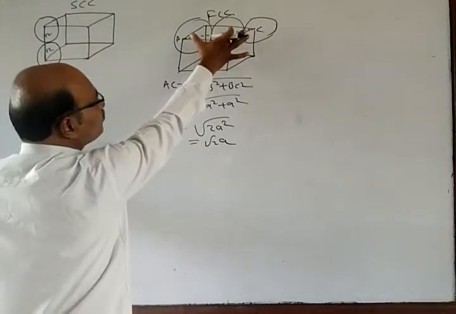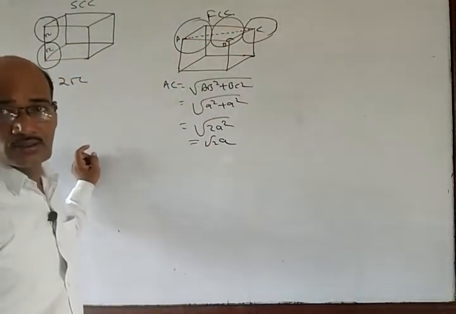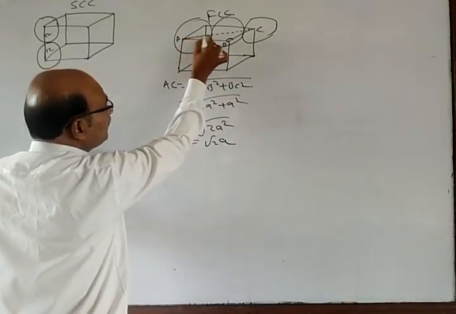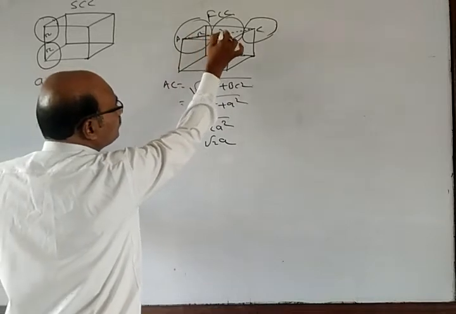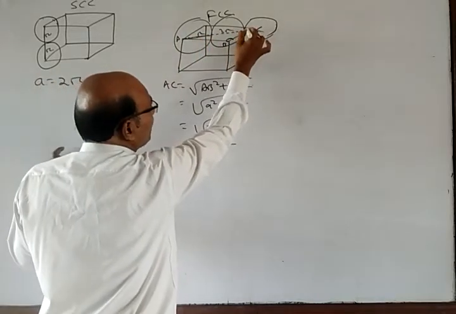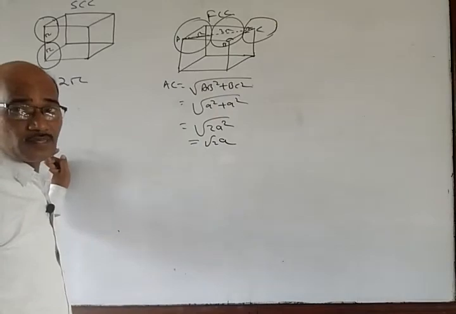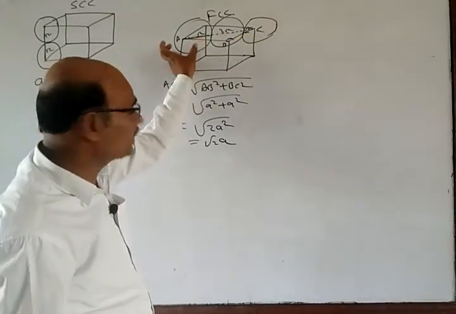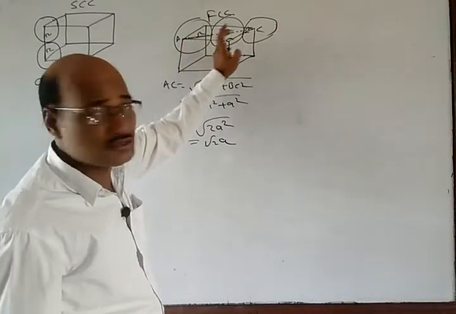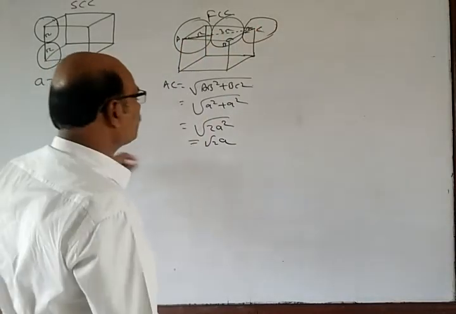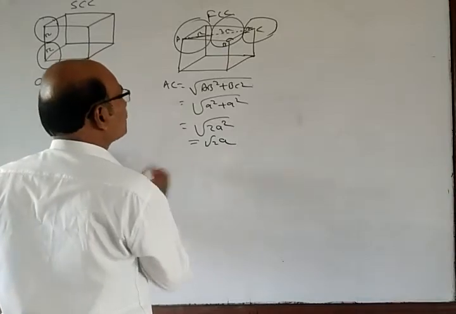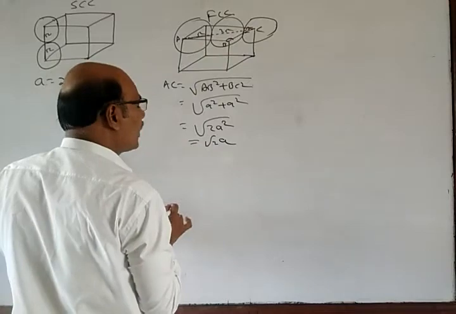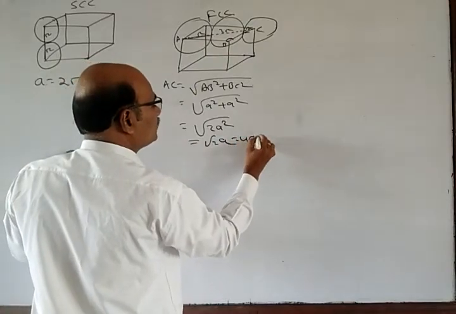So this much is root 2 a. But this is r, this is 2r, and this is again r. So we have 4r. This atom's radius is r, this atom's diameter is 2r, and this atom's radius is r. So r plus 2r plus r is 4r. So root 2 a is equal to 4r, which is equal to 2d.